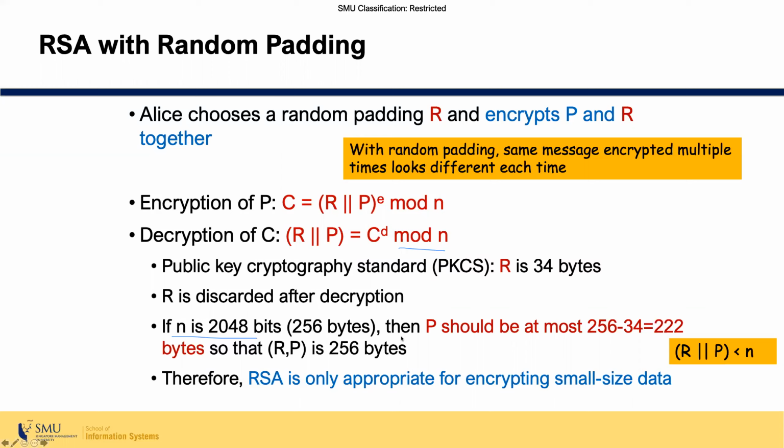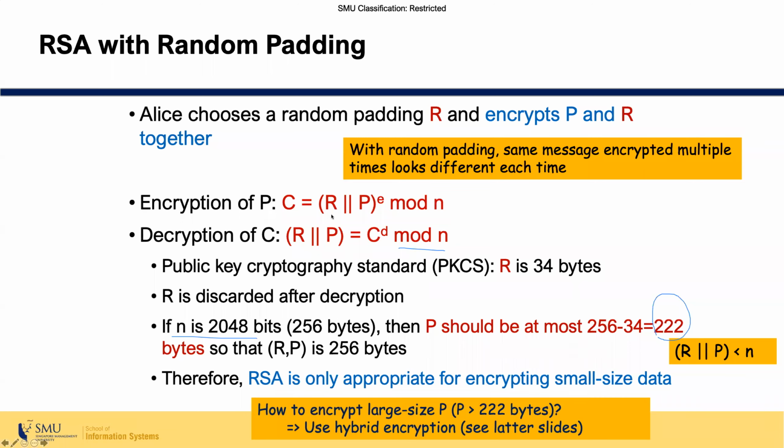So essentially it means that your message can only be a maximum size of 222 bytes. So it means that RSA is only appropriate for encrypting small size data, which is not very big. And the question here is, what happens if you need to encrypt a larger size message, P greater than 222 bytes? The answer is to use hybrid encryption, and we will discuss that in the next lesson. Thank you very much. See you next time.